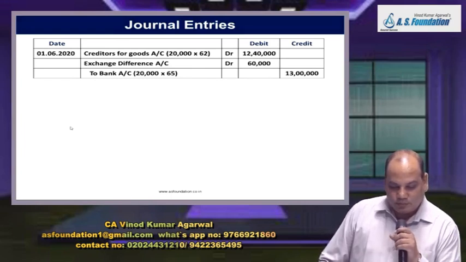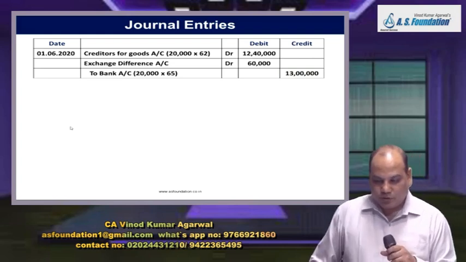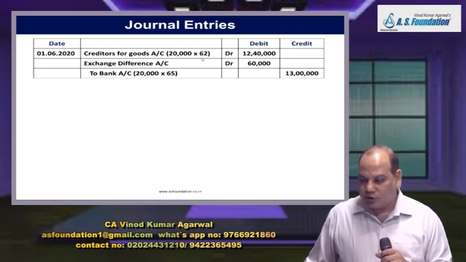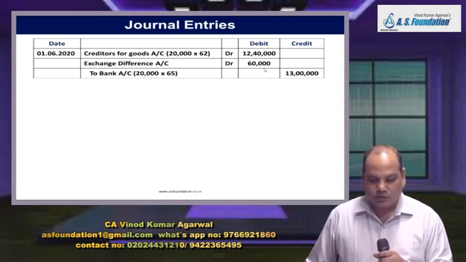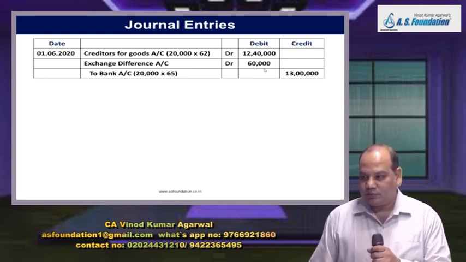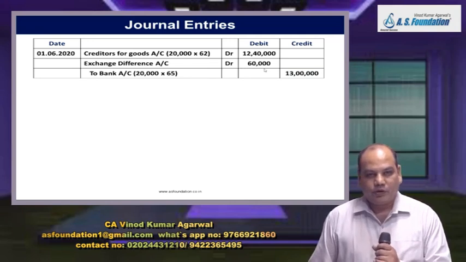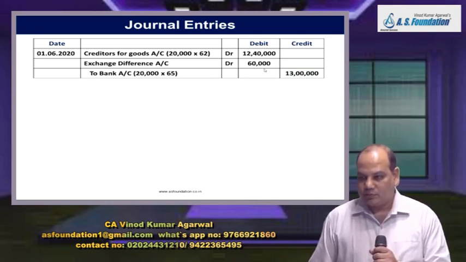1/6/2020. Creditor for goods account debit. Your book value is 20,000 into 62, 12,40,000. Actual payment will be to bank 20,000 into 65, 13 lakh. So balancing figure at 60,000. Exchange difference account debit 60,000.